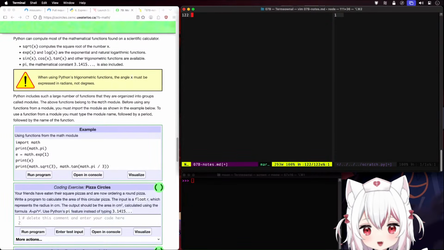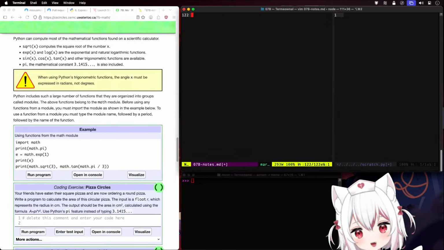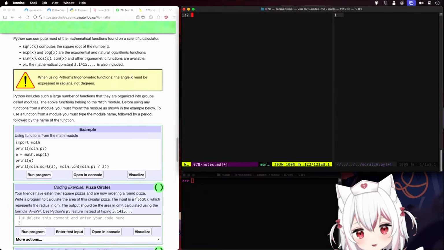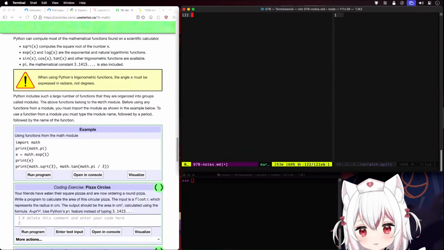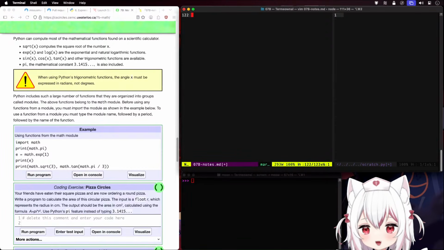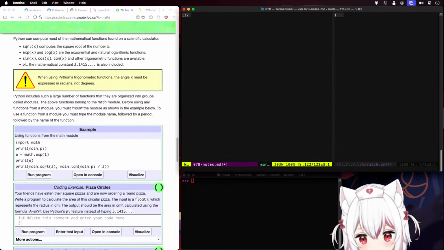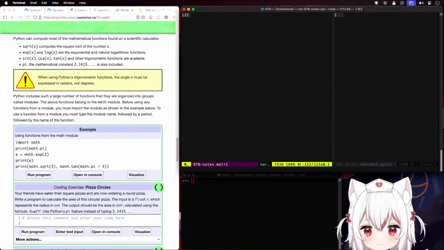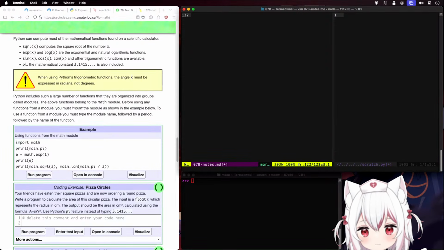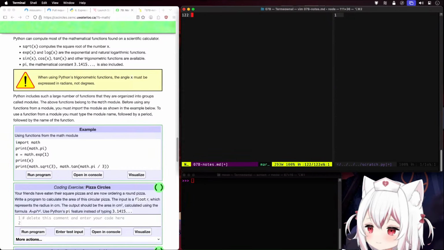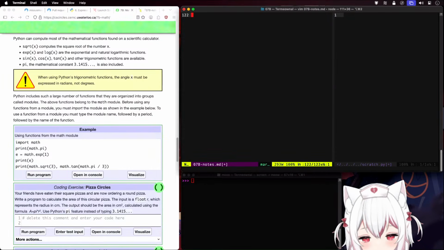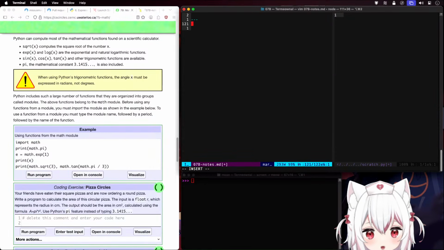Python includes such a large number of functions that they are organized into groups called modules. The above functions belong to the math module. Before using any functions from a module, you must import the module as shown in the example below. To use a function from a module, you must type the module name, followed by a period, followed by the name of the function. So, we have another example.